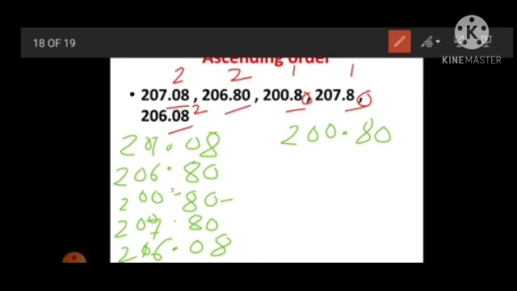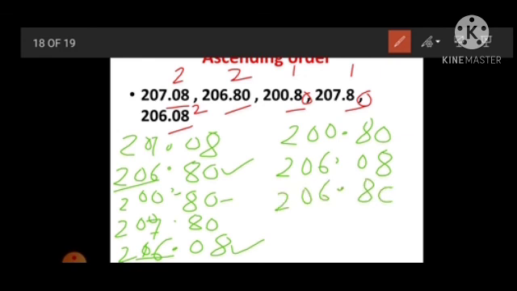Now the next smallest whole number is 206. 206. Both whole numbers are the same. Then we go to the decimal places. Here 80, here 08, which is smallest? 206.08, and then 206.80. Okay, students. Now next one is 207. 207. Again these whole numbers are the same. Now we check the decimal places. Here 08, here 80. So 207.08 is the smallest, and then 207.80.